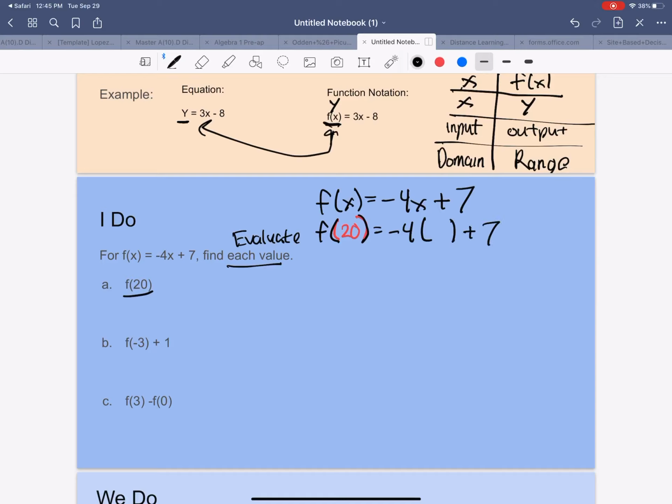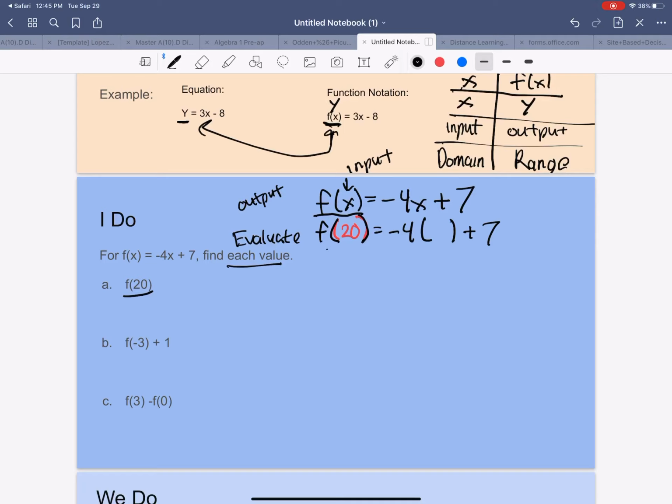So I'm going to go ahead and stop right here and explain something. One, we already know that this is our input. This entire thing, the function notation, the f of x represents the output or your range. And so f of x equals negative 4x plus 7. That's saying that this equation, f of x is equal to negative 4x plus 7. That's the name of it, f of x.